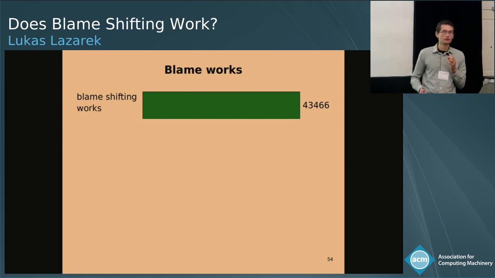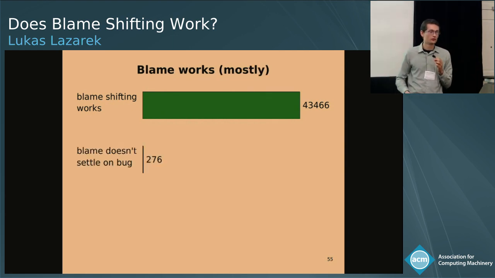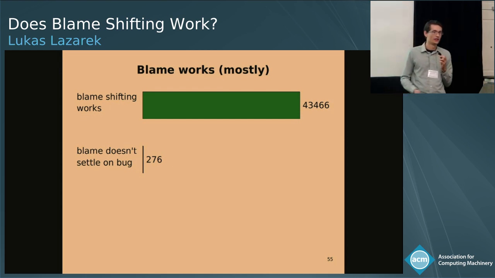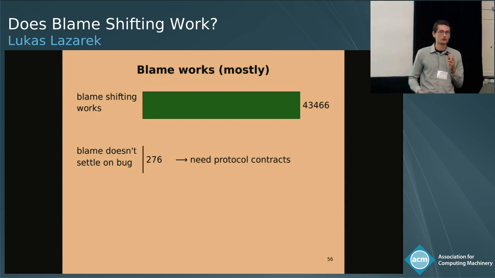However, we also found a few cases in 2 distinct buckets where blame shifting did not work in the way that we expected. And each of those suggests specific ways we can think about improving the design of contract systems. In the first bucket, we found 276 cases where blame shifting failed to settle on the bug. And upon analysis, we could attribute all of these cases to the same problem, which was an expressiveness problem in the contract system of Racket, where the contract system doesn't provide support for writing protocol contracts that were necessary to monitor this program fully. So the lesson we draw from this is that we need to think about designing ways for contract systems to support writing these kinds of contracts. Now, you can read more about these failures in the paper and why we draw this conclusion from them.